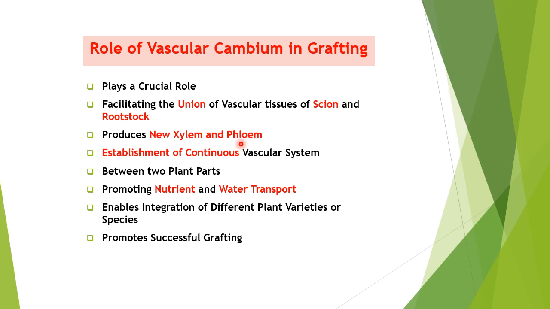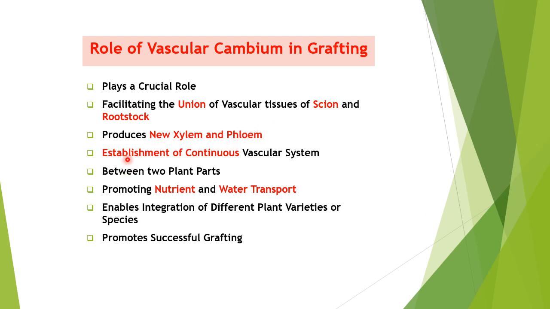And it is also responsible for the formation of the secondary growth in the plants. That is why you will find that grafting is more abundant and more successful in the dicots only, because they have a vascular cambium, or the vascular tissues are there.